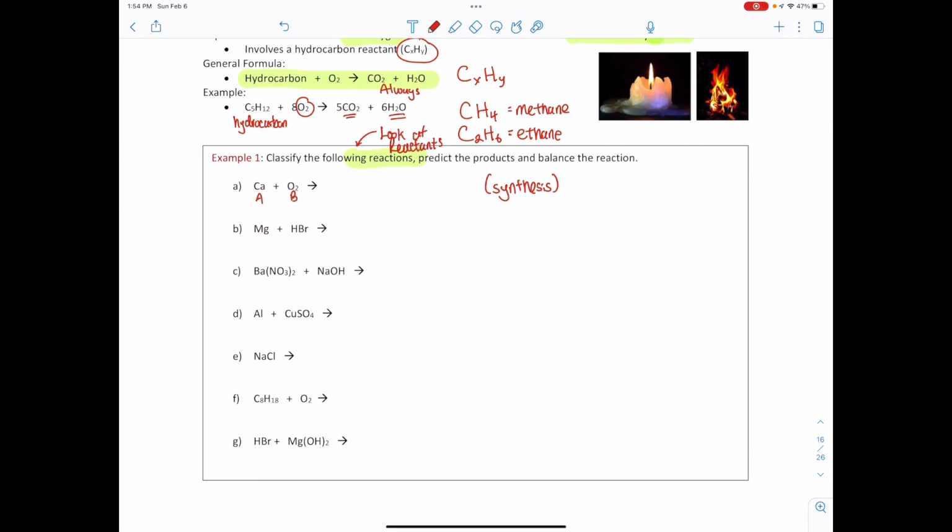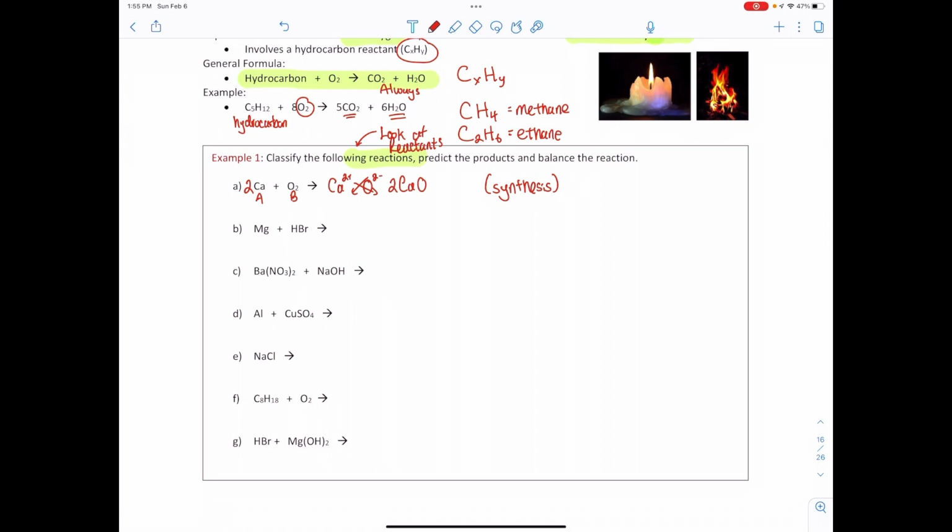Just a reminder that when we're combining, we have to look at the charges again. We cross them, reduce them, and we get calcium oxide. So I have calcium plus oxygen gas giving me calcium oxide. And finally, to balance it, I'm going to put a 2 in front of calcium and a 2 in front of calcium oxide.